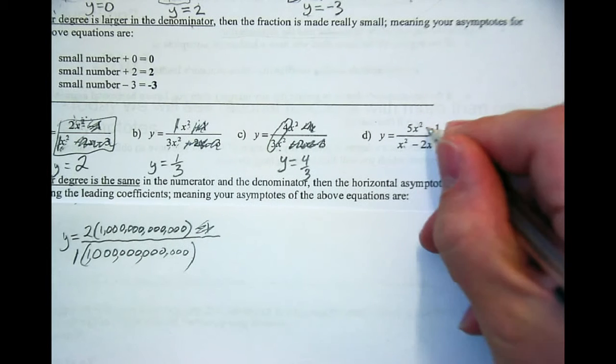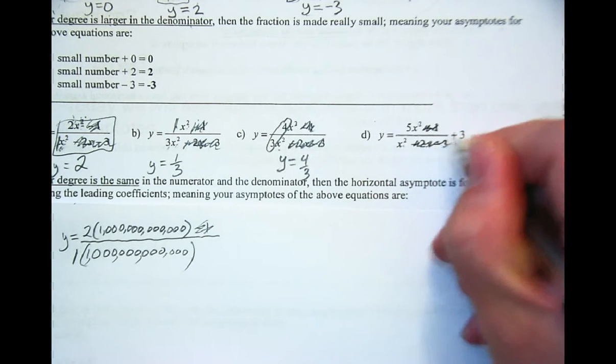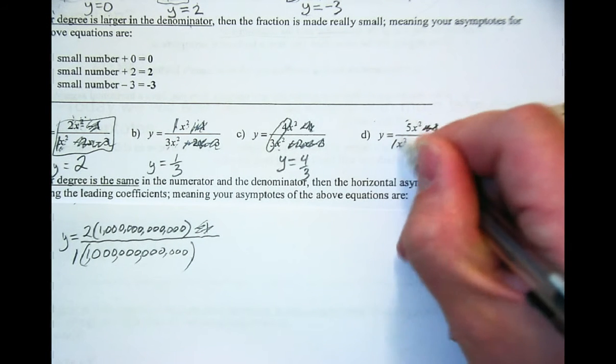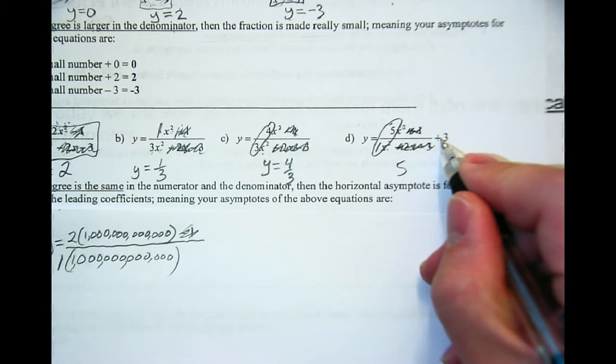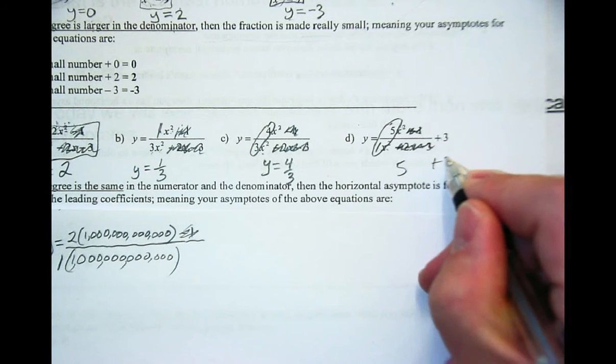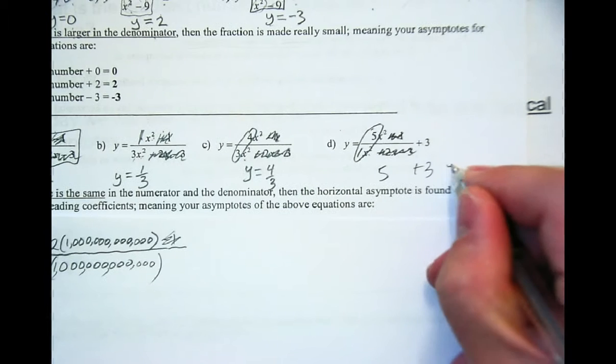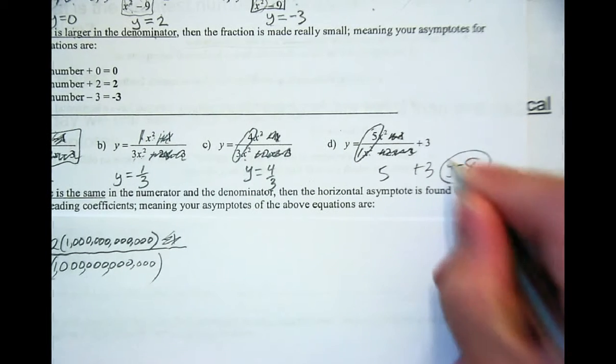And right here, you get 5 over 1. So you get 5 from that, but then you get plus 3. So y equals 8.